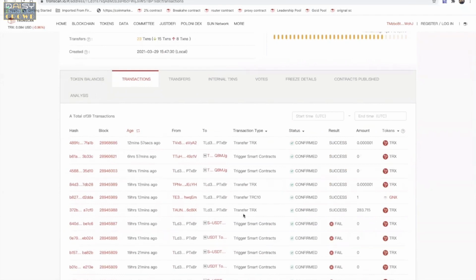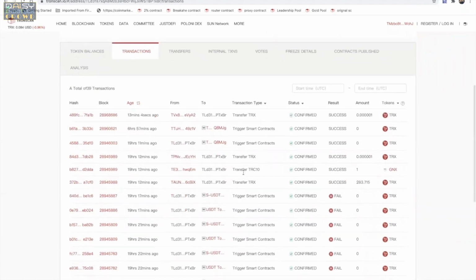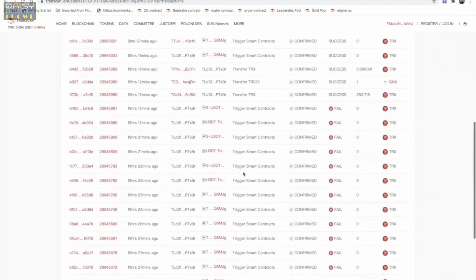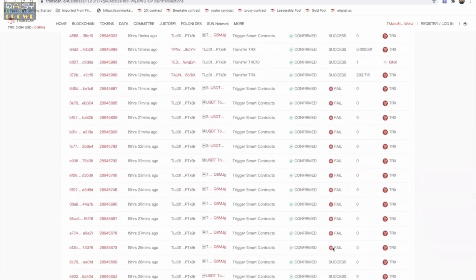Transactions. It's fine there. Okay, here's a trigger smart contract. Let's see if that's the first one. Nope, here's some more. Fail. Okay, let's see. Out of time, that was a timeout.